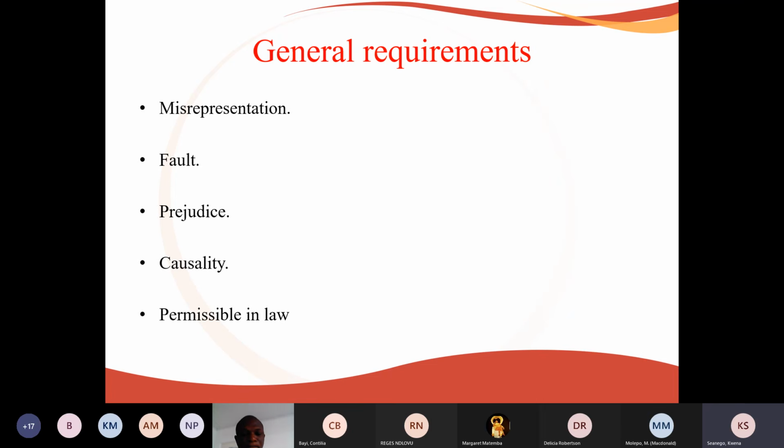So you can raise this defense of Estoppel so that you'll succeed with the defense. Before you even give your client that confidence that you'll be able to succeed with your defense, you would have looked at the requirements to make sure that there's a misrepresentation, there's fault, there's prejudice, there's causation, and whatever they are stopping is permissible in law. So you make sure that all these 5 requirements are there. So like I said, case law plays an important role, so you must know case law.